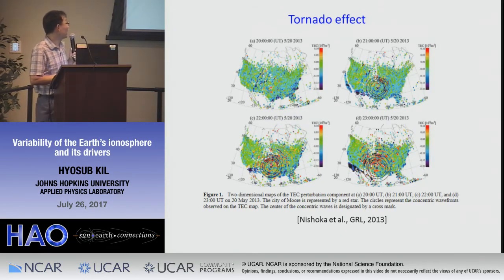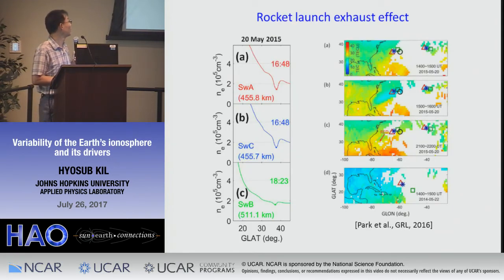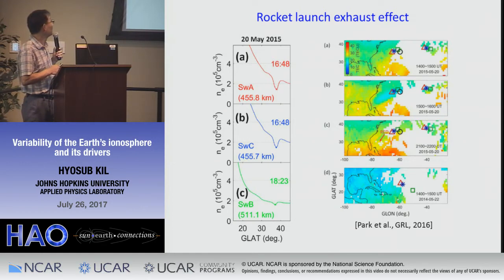This plot is after the tornado. After the tornado, you can see concentric structure propagating to a broader region. This one is related to the rocket observation. This is Swarm observation, it's daytime observation.